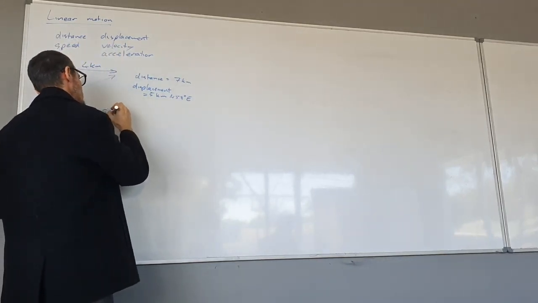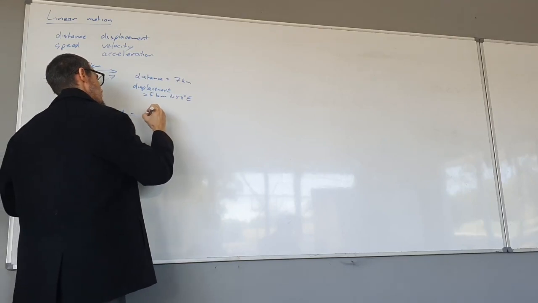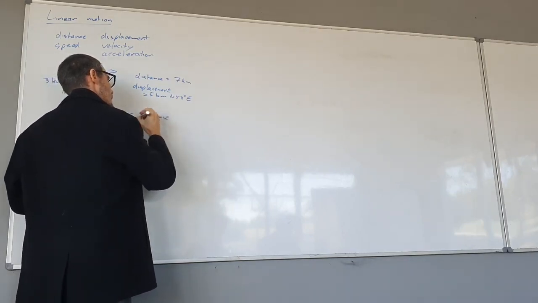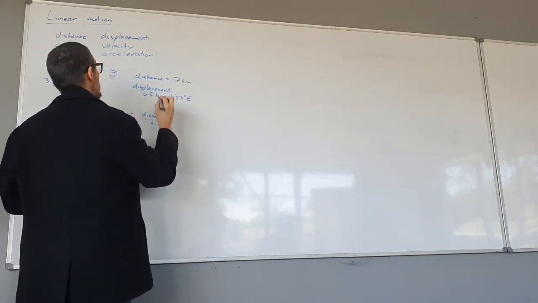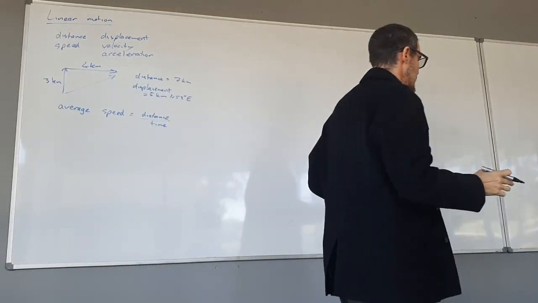Average speed is distance over time. Maybe I should say total distance over total time.